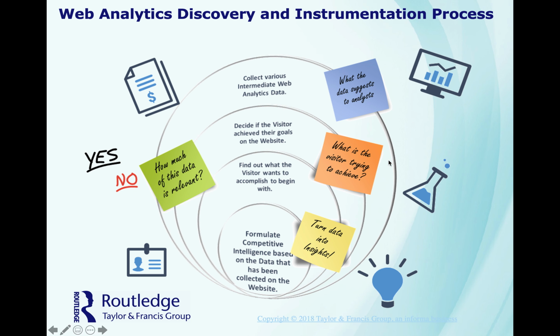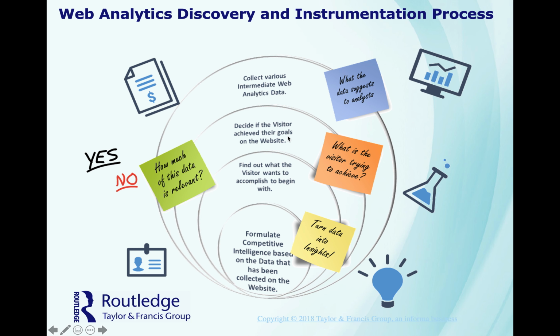Here is just another little chart that's basically what we just looked at, web analytics discovery on instrumental processing. So first you have to collect various intermediate web analytics. This is like what the data suggests to analysts. Then you have to decide if the visitor has achieved the goals on the website. So is the conversion being met?